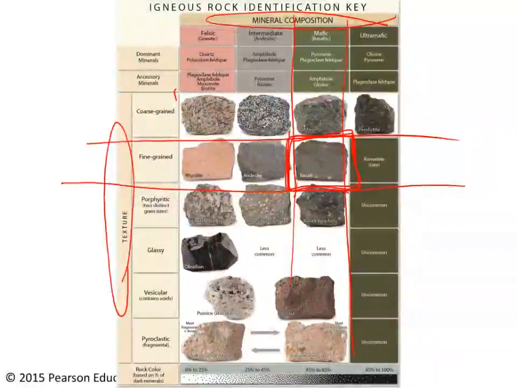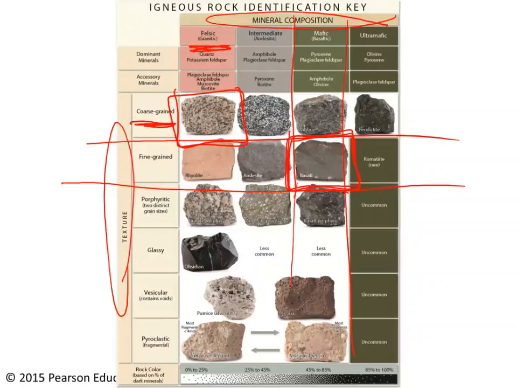A granite, on the other hand, would be coarse-grained and felsic in composition. And you can see the other textures such as porphyritic, glassy, vesicular, and pyroclastic. They can have various compositions as well.